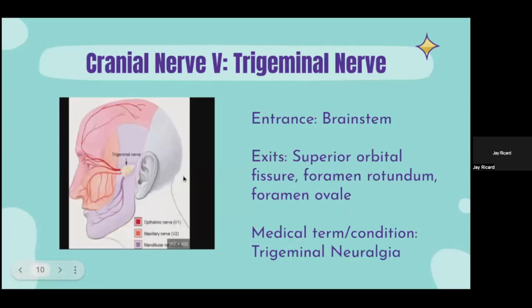And last but not least, cranial nerve number 5, which is the trigeminal nerve. Its entrance is through the brainstem and it exits through the superior orbital fissure, the foramen rotundum, or the foramen ovale. The medical term or condition for this is trigeminal neuralgia.